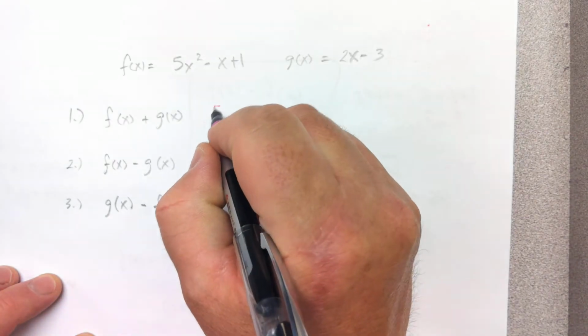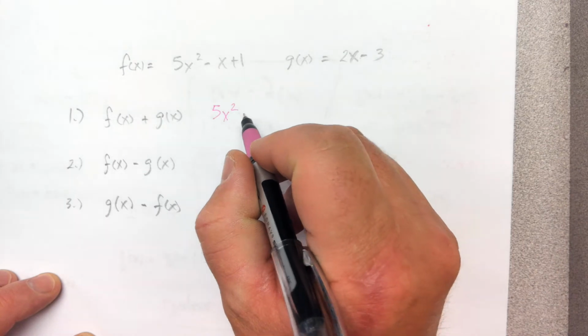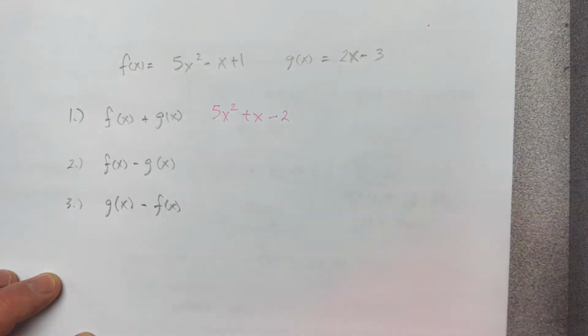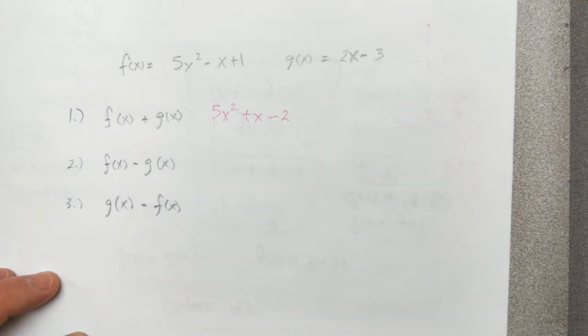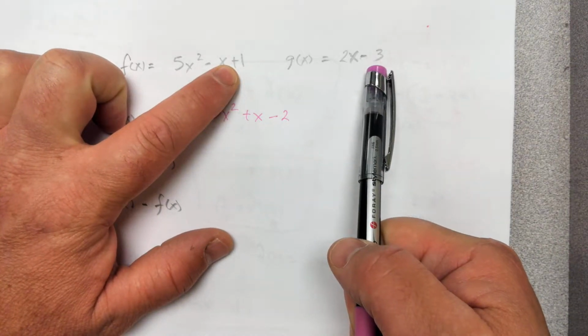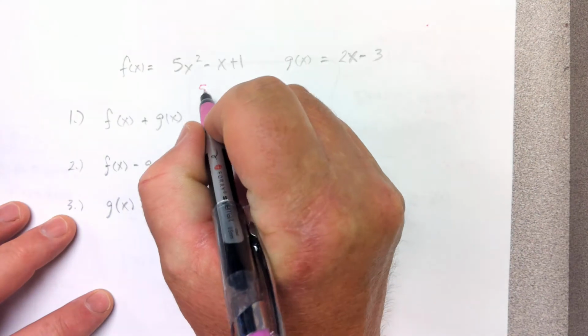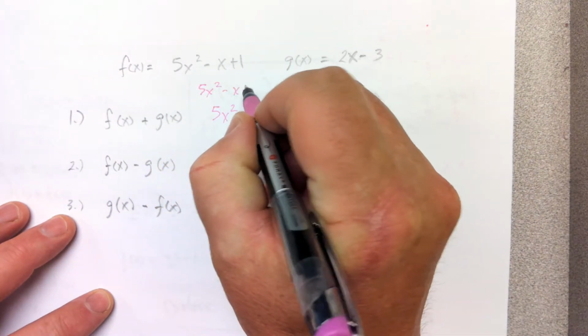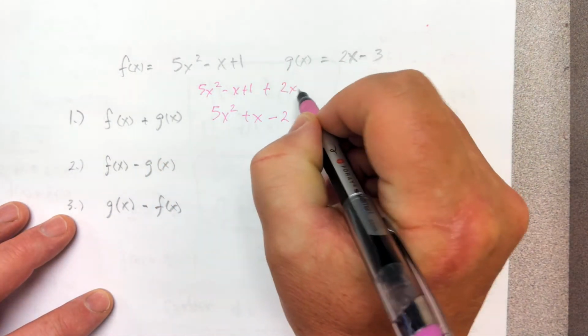So let's see, for the first one right here, did you get 5x squared plus x minus 2? I got minus 3. Oh yeah, it's 1 and then minus 3. So here, I'll show you. 5x squared minus x plus 1 plus 2x minus 3.